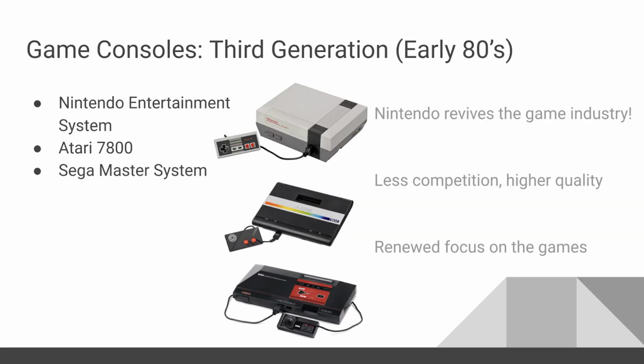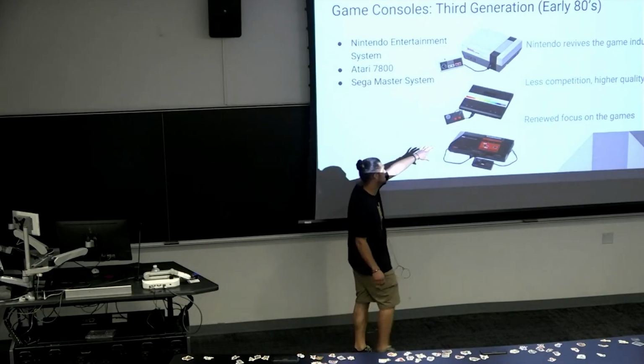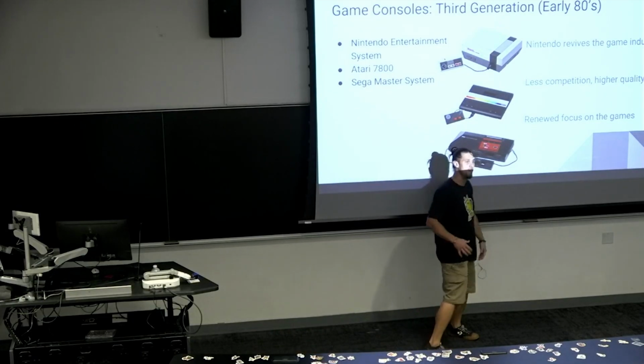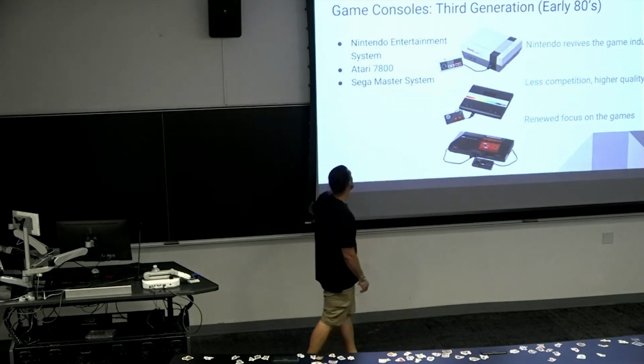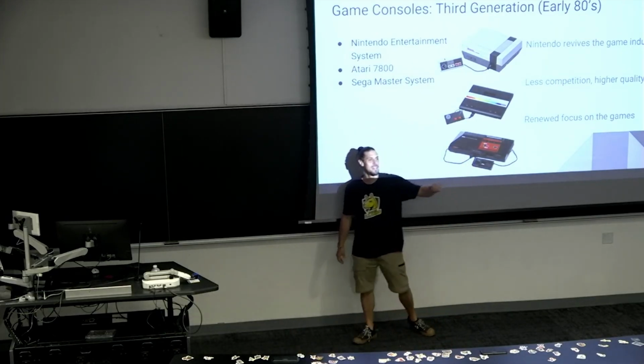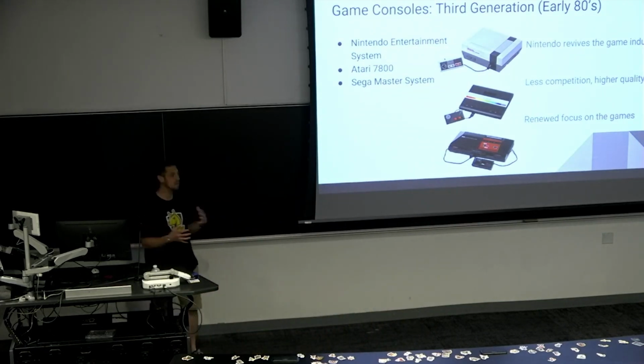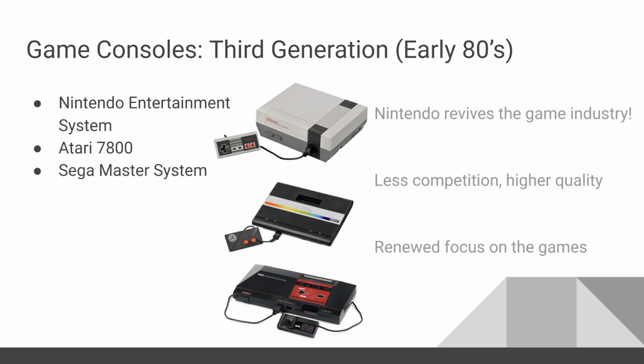Then we get to the third generation of consoles. Right around the early 80s, you have the Nintendo Entertainment System. You have Atari 7800, so kind of their follow-up to the 2600. You also have Sega entering the race. You'll kind of see Sega has a fantastic rise and fall as we continue through this. But more or less, and we'll talk about why here in a second, Nintendo really revitalizes the game industry as we start to head into the mid 80s.